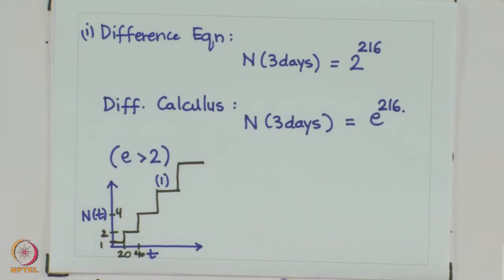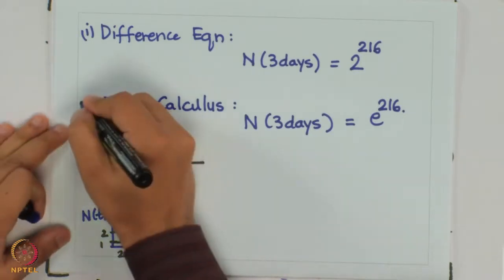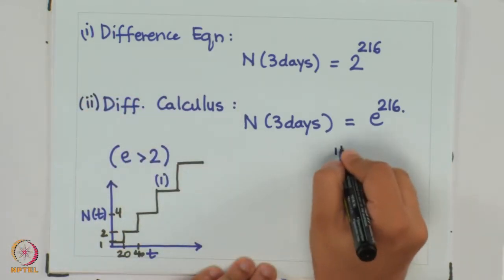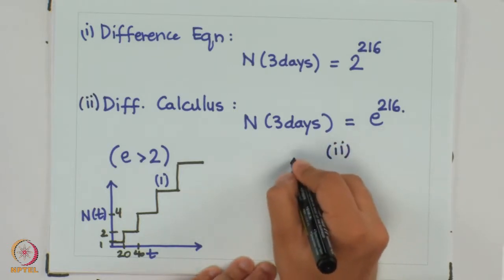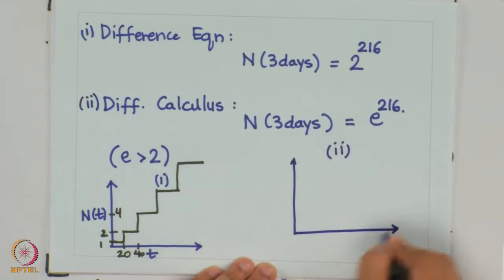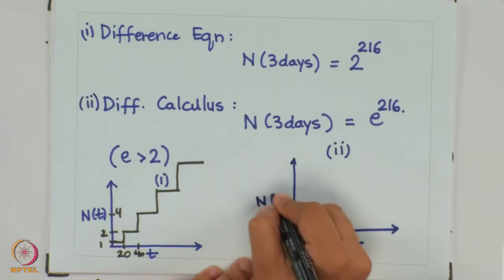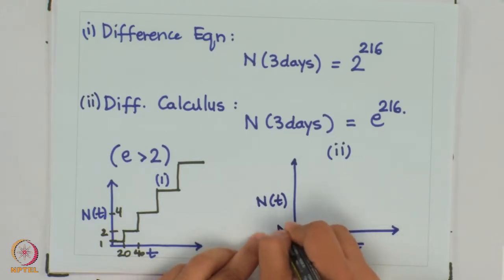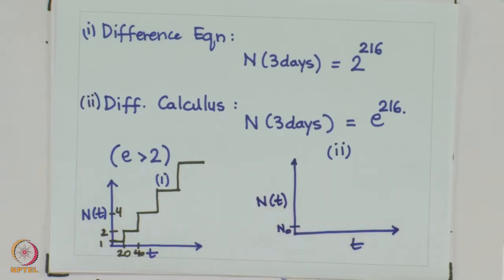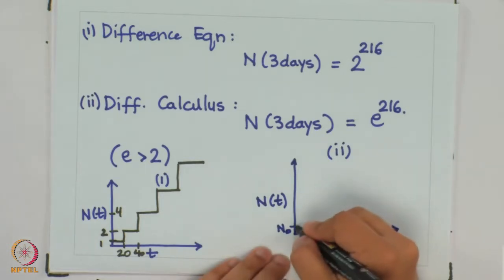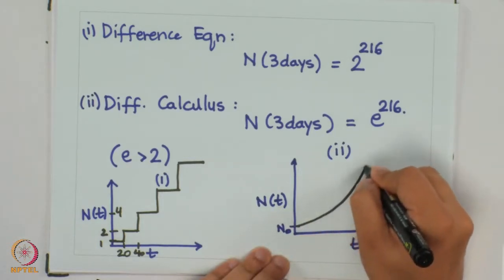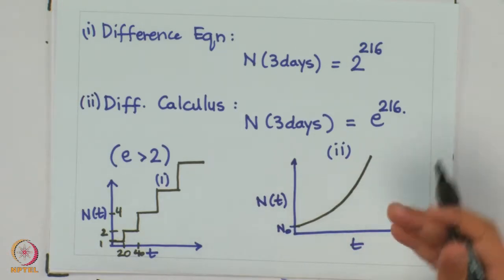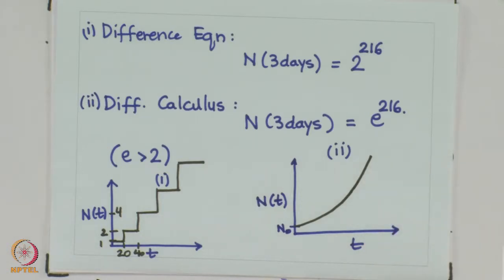In the second formulation, however, we have something different happening. In the differential calculus formulation, if we plot our solution, t with N(t), and observe the number of bacteria varying with time, we start with N0, and as we look forward in time the number increases in a very smooth manner like this, and the solution keeps going up and approaches infinity if allowed to go for a very long period of time.